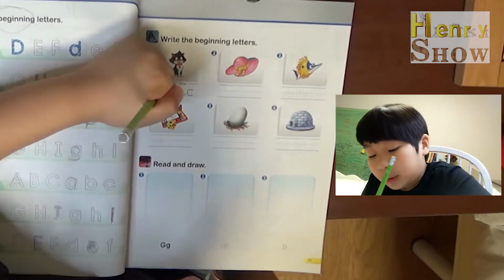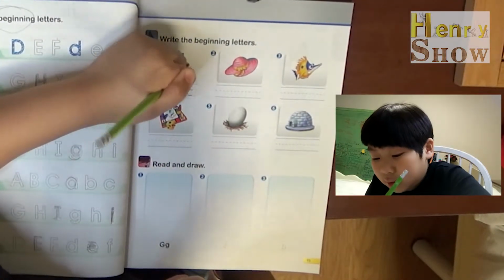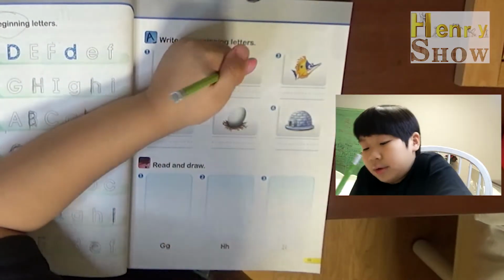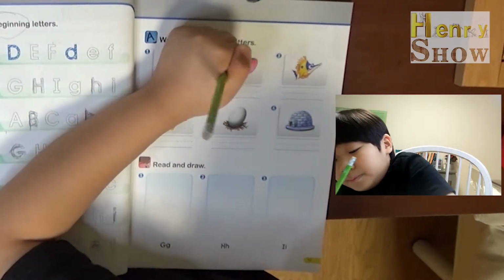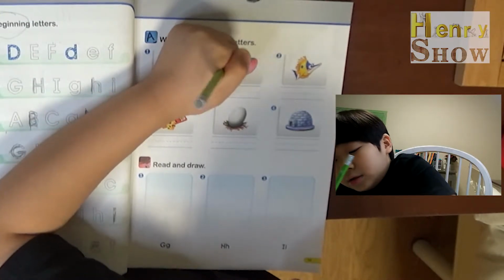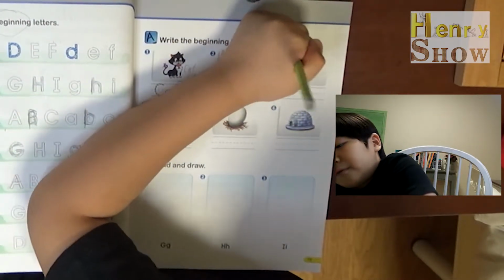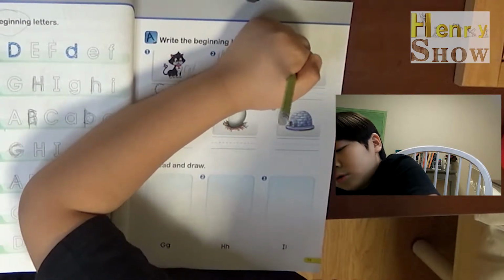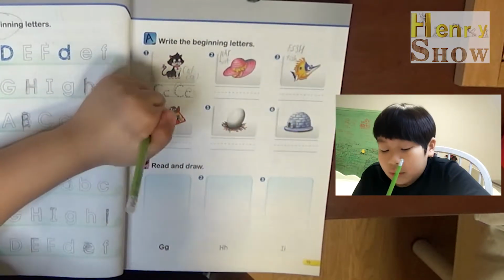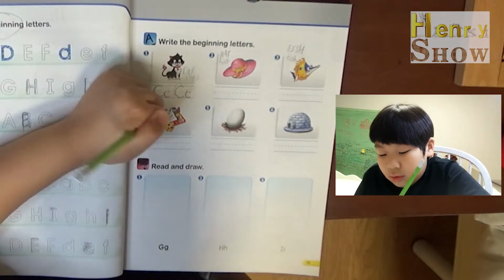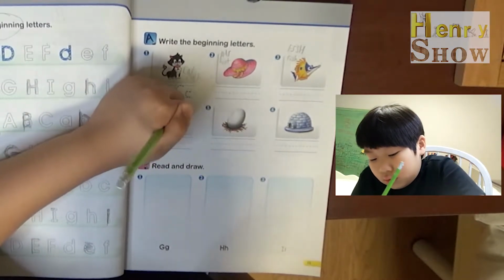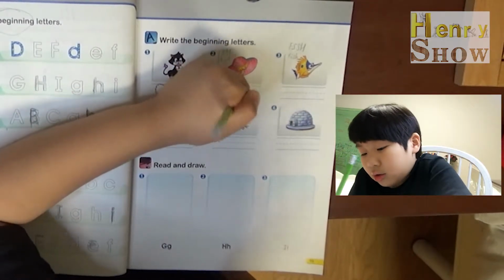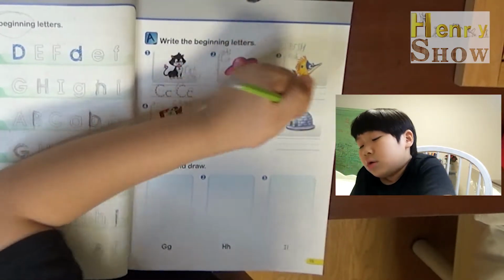Great. Let's start with C. Let's write on it before we answer it. Yes, this is a hat. This is a fish. A game. Egg. Igloo.